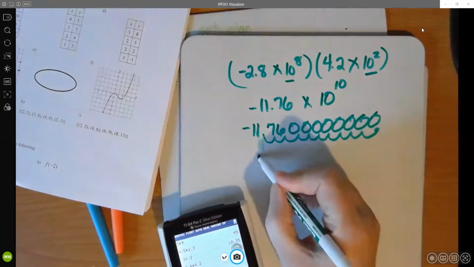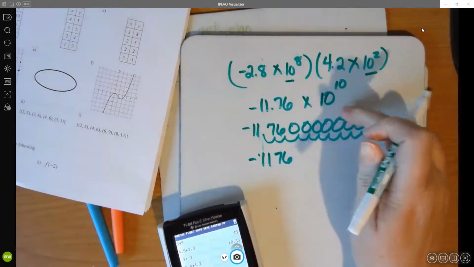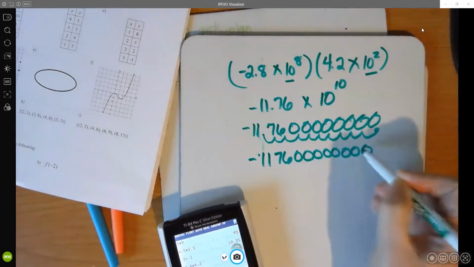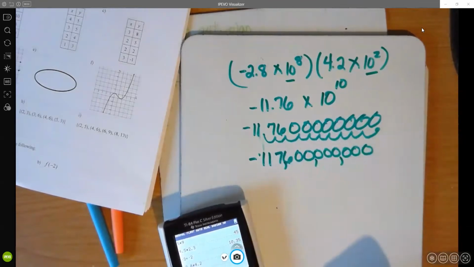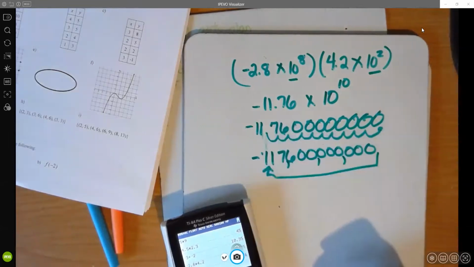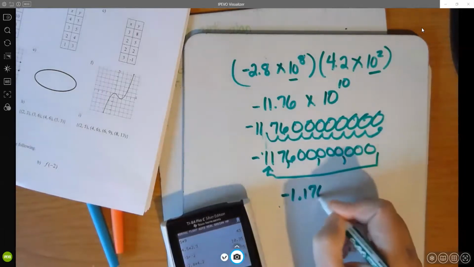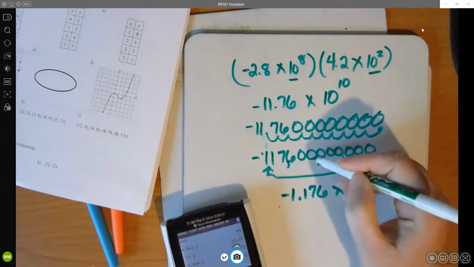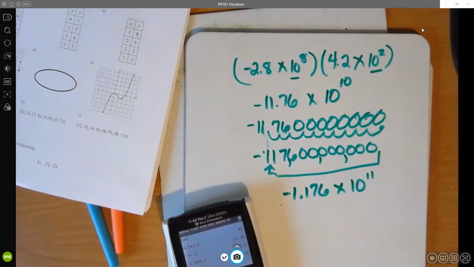So what do we have? We have negative 11, 7, 6, and then the zeros in groups of three. And if we wanted to move it and change it, we would need to move the decimal between the first two ones. So that'd be negative 1.176 times 10, and that's 1, 2, 3, 4, 5, 6, 7, 8, 9, 10, 11 times 10 to the 11th.